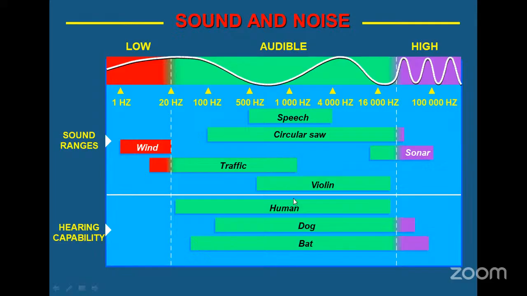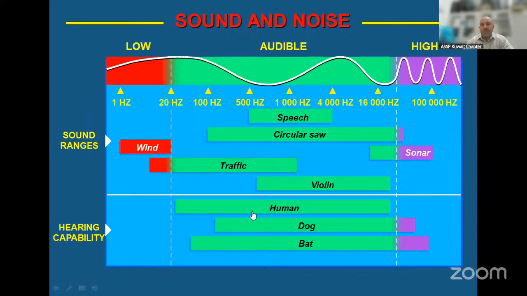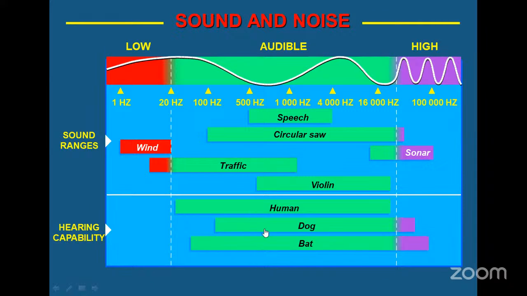For example, some other animals. As I mentioned, human hearing is from 20 to 20,000 or a little less. It can be more for some ages. For example, dogs and bats can hear more than us. Bats can hear up to 100,000. I'm talking about the frequency, the vibration, not the volume or intensity of the sound.